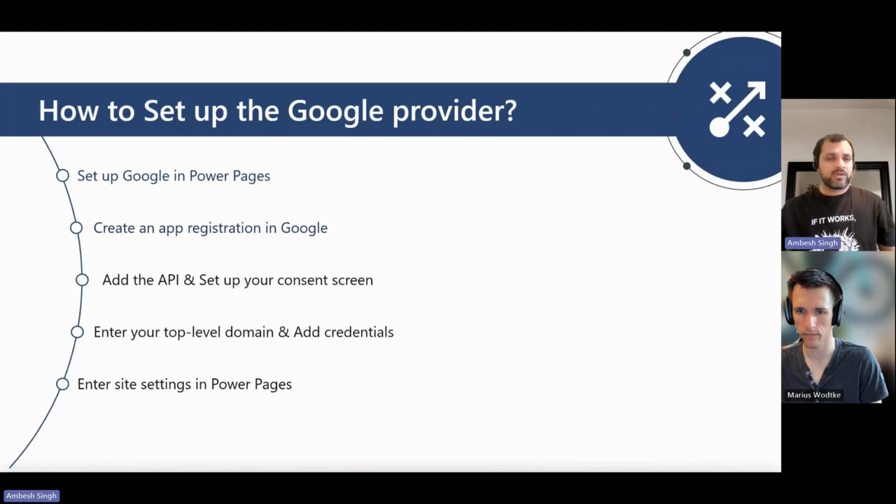Setting up a Google provider involves quite simple steps. We have to set up the Google identity provider in Power Pages with just a few clicks. We have to create an app registration in Google and then add the APIs, plus set up the consent screen there. After that, we have to enter the top level domain and then add or generate the credentials. Then finally, we have to copy and paste the client ID and the client secret into the Power Pages settings area. Let's see how we can do this in the demo now.